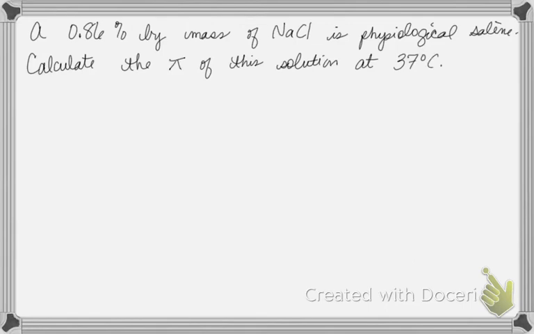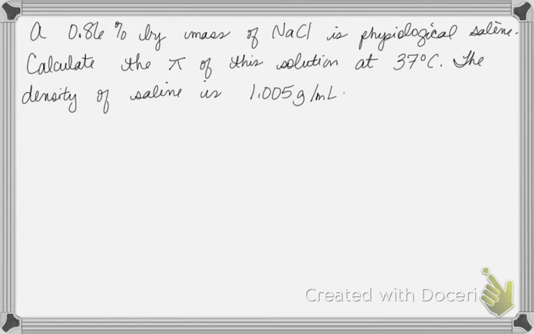Okay. To help us do this, we're going to need to know that the density of this saline is 1.005 grams per milliliter at this temperature. Okay. So I encourage you to pause this and see where you can get with this problem. Organize your information and think on it yourself. Okay, and then once you restart, obviously we're doing an osmotic pressure.